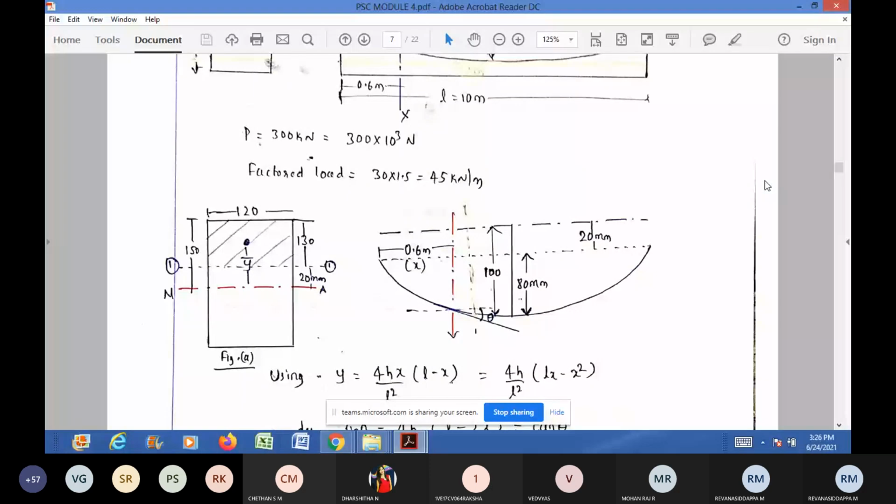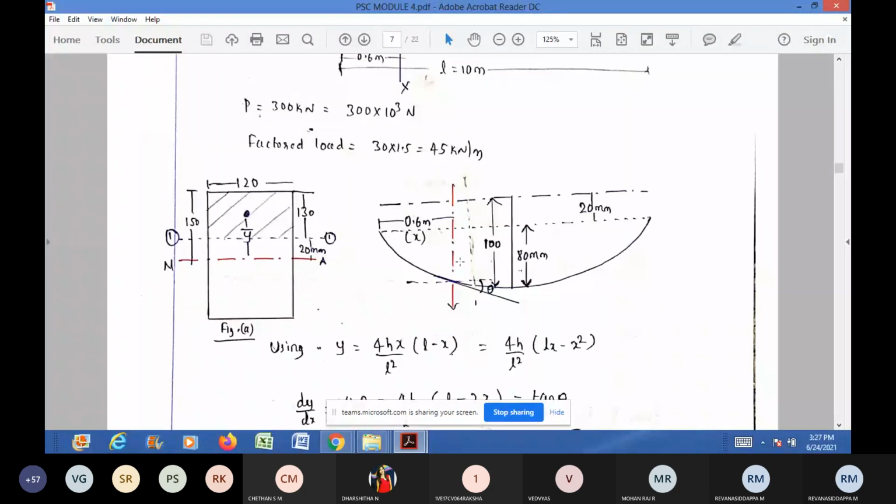Done, sir. Okay. Is there any doubts in these diagrams? Because referring to these diagrams only, we are going to calculate the next things. Now we have to calculate the sin theta value.